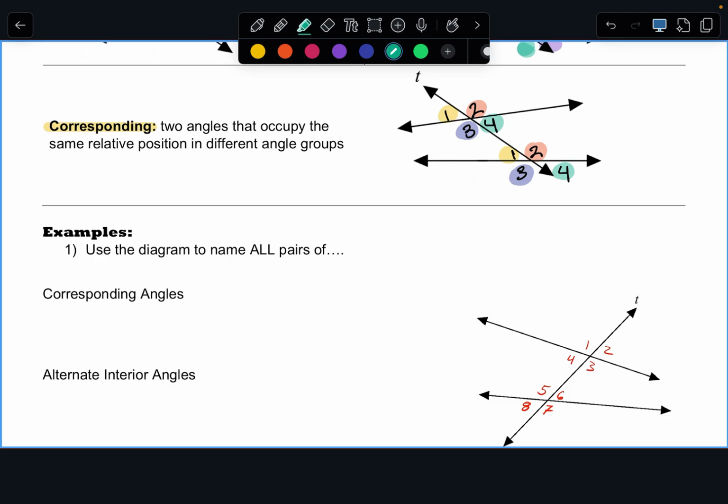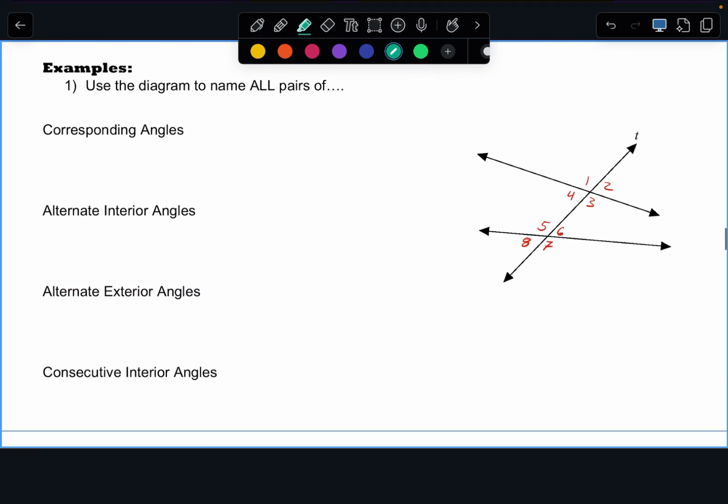Questions on any of those definitions? I know it's a lot, and we're going to talk about them for the next 3 days. Okay, so now we're going to use this picture right here to identify all pairs of corresponding angles. First, I'm going to highlight my transversal just so I know what's inside, what's outside, and what's on the left or the right of it. So there's my transversal.